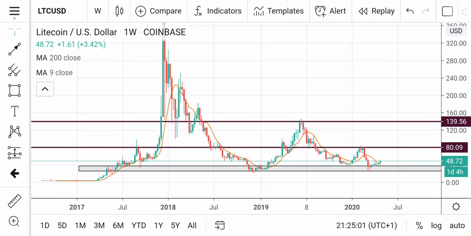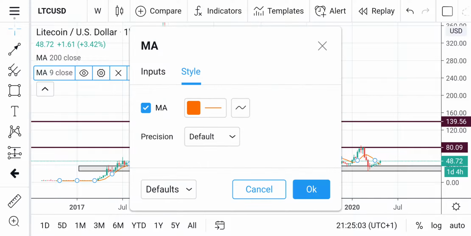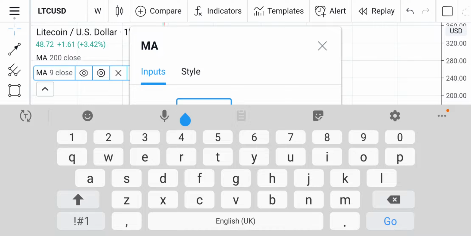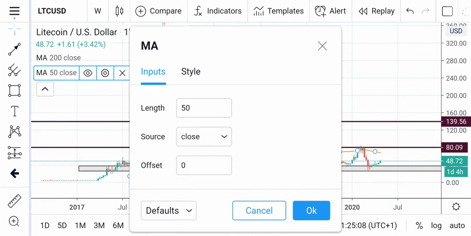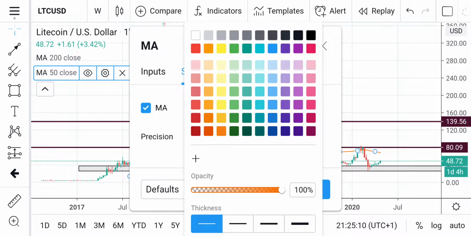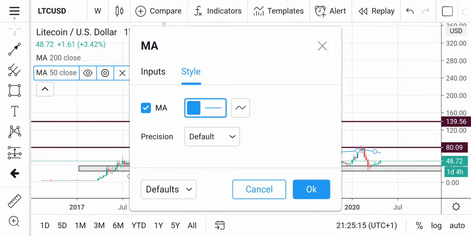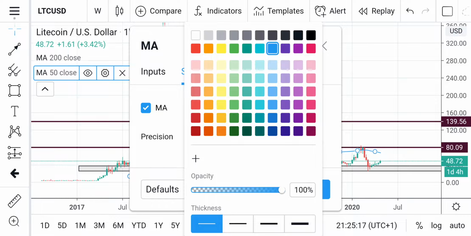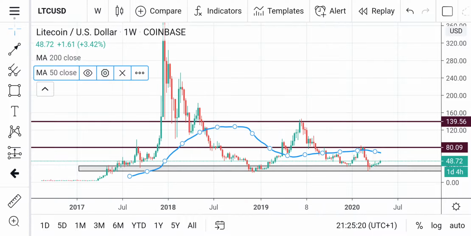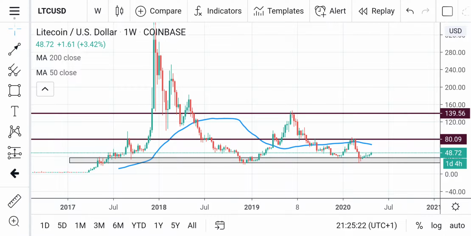So click on it, then I edit to 50. I like using the color blue over here to indicate my 50 period moving average. You can see your 50 period moving average as this blue curvy line over here. So your moving average is a dynamic market structure.